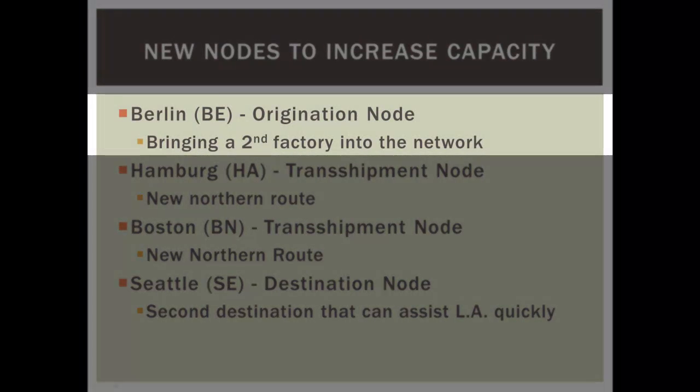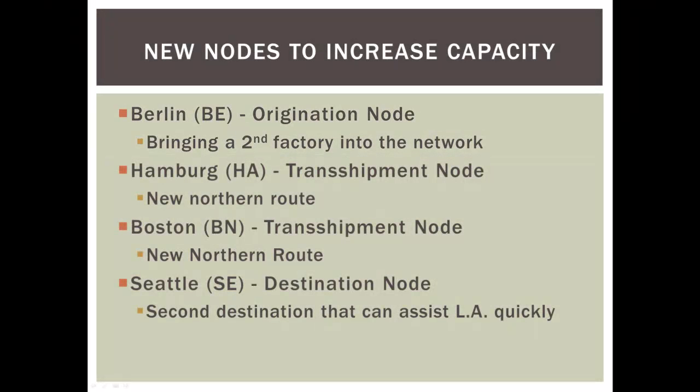Now at the top you can see that we added a new origination node in Berlin. Merrari Motors had a second factory up in Berlin, but it mainly fed Northern Europe. But since Europeans aren't buying many high-end cars right now, they figured they could utilize part of that factory to manufacture parts and then send them on through the network out to the west coast of the U.S.